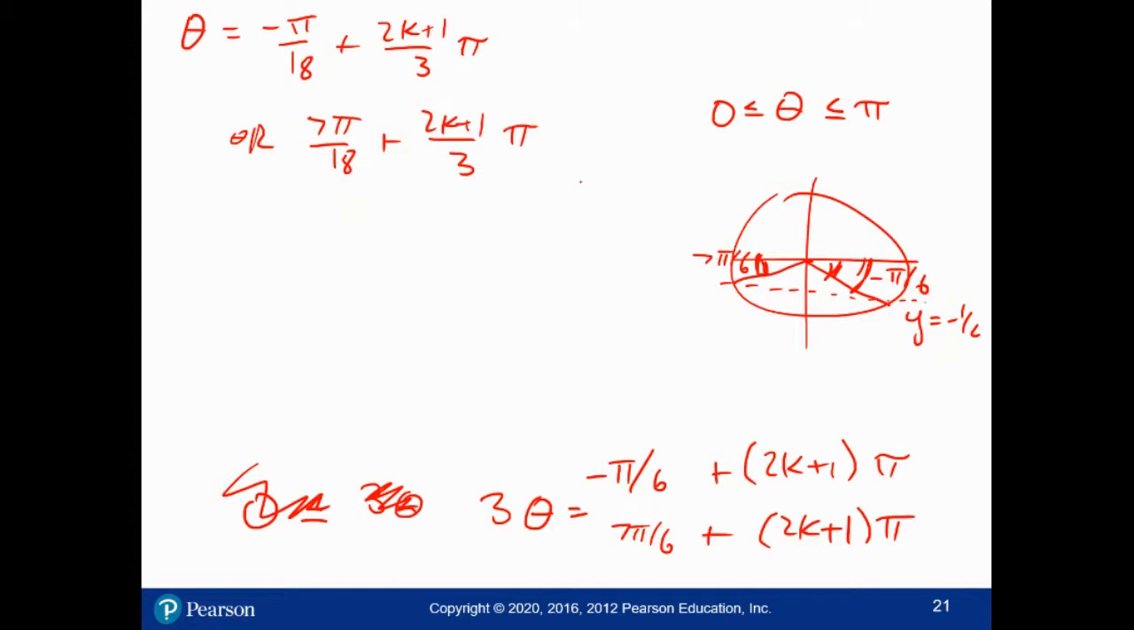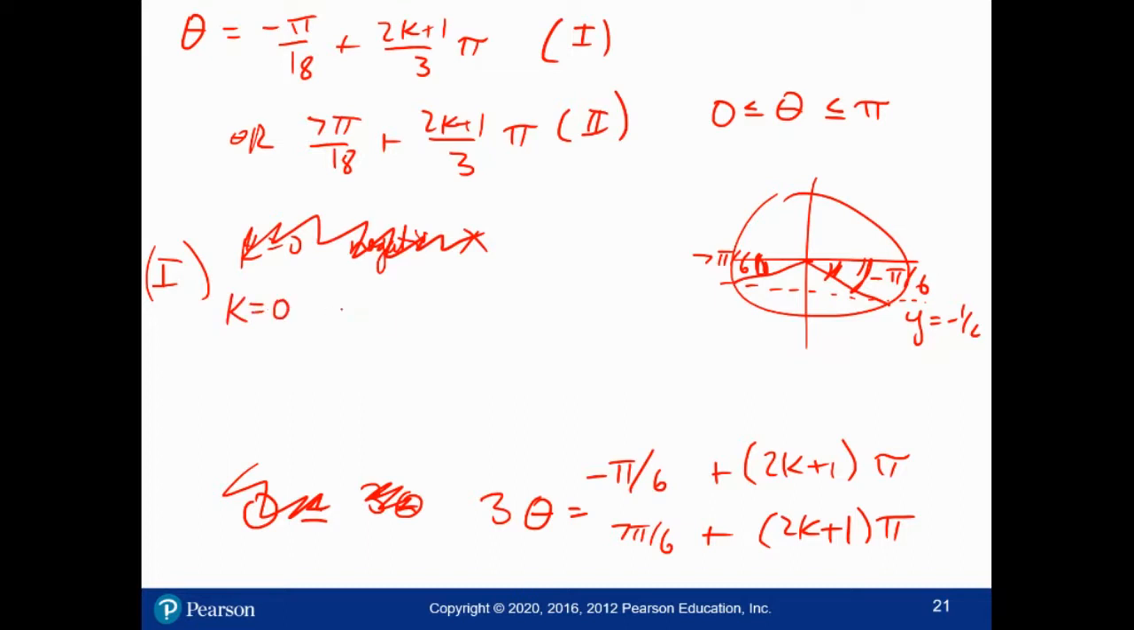And now the question is, how do I get out something between 0 and pi? So I'll label these option 1 and option 2. Okay, so for option 1, k equals 0 will be negative. So that's out. Okay, k equals 0 won't be negative, I take it back. So let's try it, okay?